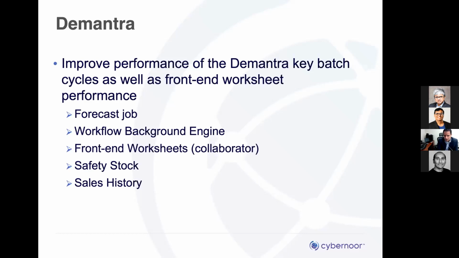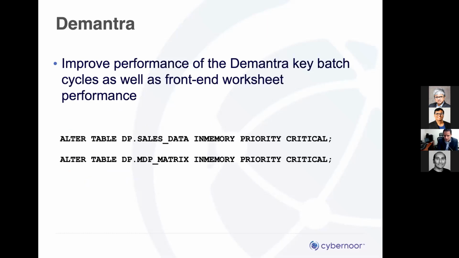Safety stock and sales history also are another key set of jobs in Demantra that improve significantly. Within Demantra, there's pretty much 2 key tables that represent the application. One is the sales data, and the sales data stores all the historical sales data as well as the forecast sales data. And in Demantra, you can set it up with either weekly buckets or monthly buckets. And then MDP matrix is the one that stores the item and location information. And sales data is essentially the intersection or the cube of that sales data along with the item information.